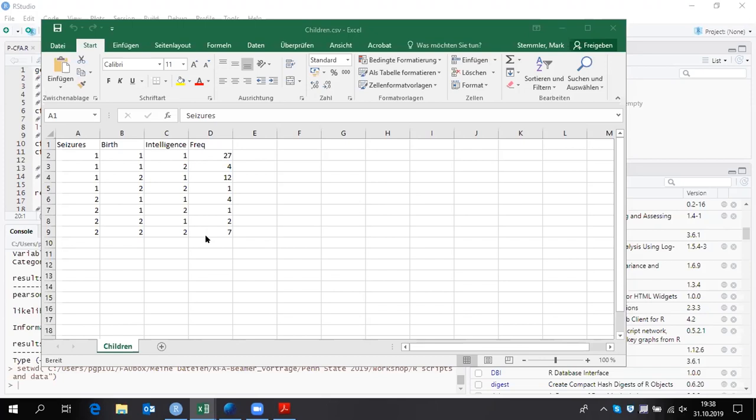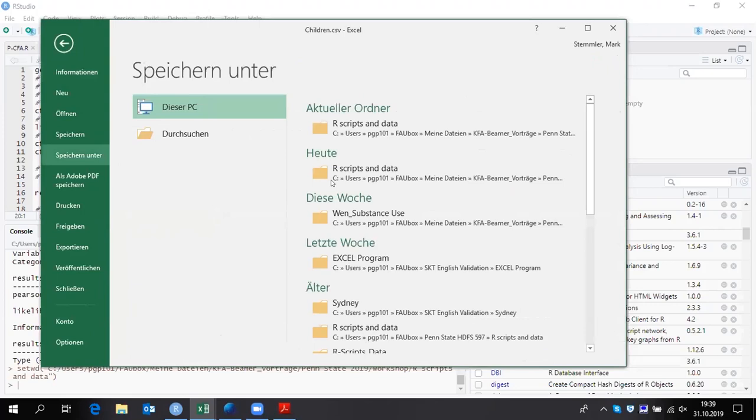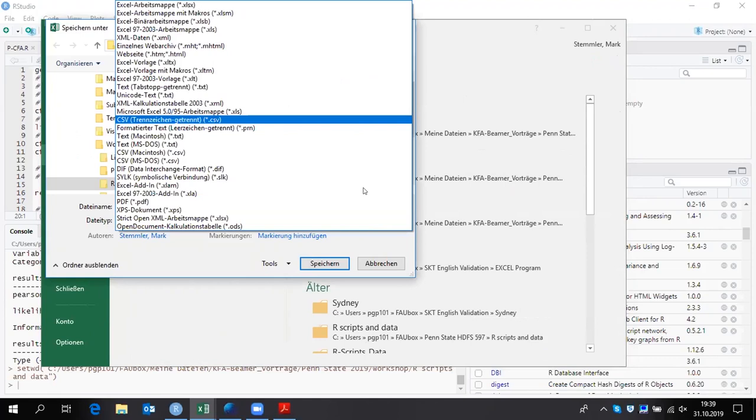In order to analyze an Excel sheet in config, it has to be of the format comma separated values. That's very important. Don't save it under XLS or whatever. You basically have to come up with a text-based table. So if you save the data, then make sure that you specify the type over here. So it's comma separated value.